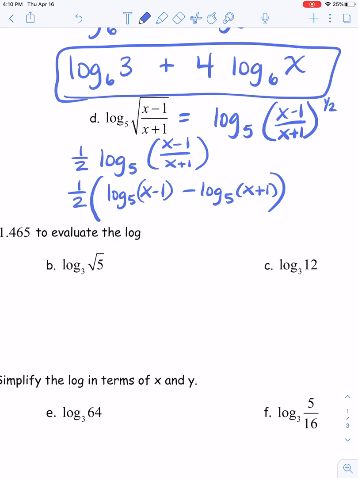So again, if you want to distribute that 1/2 and write 1/2 of log base 5 of x minus 1 minus 1/2 of log base 5 of x plus 1, that's totally fine as well. Remember, they're both underneath the square root, so they both have a power of 1/2.